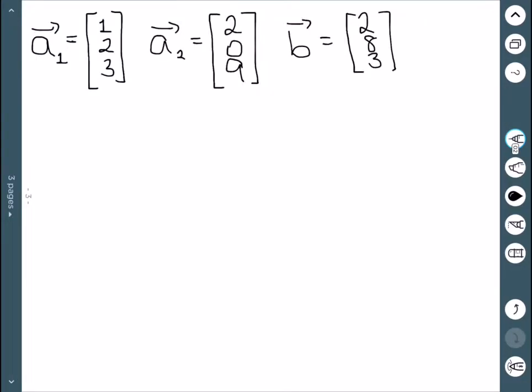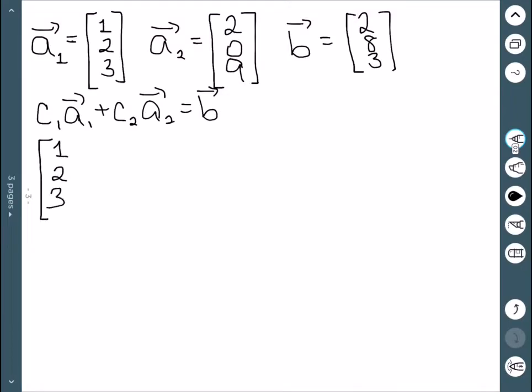Here I have a set of 3 vectors, a1, a2, and b. And I want to know, is b a linear combination of a1 and a2? That is, I'm going to look for scalars such that c1 a1 plus c2 a2 is equal to b. Since I know a1 and a2 and b, this just becomes a system of equations. My coefficients come from my vectors a1 and a2. And on the right, I have my constant vector. And we want to row reduce this and see if it has a solution.